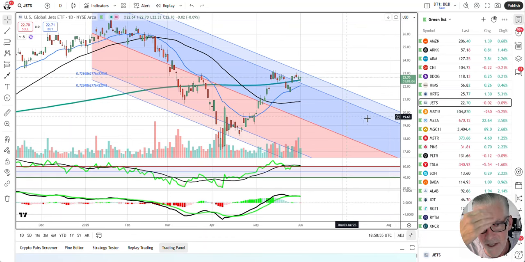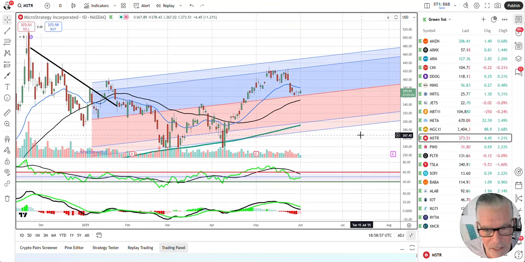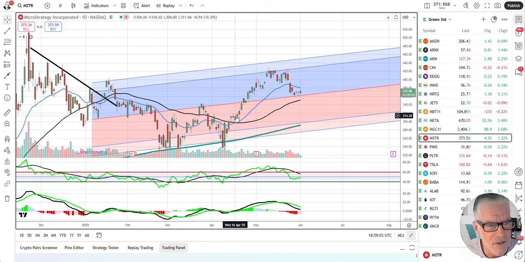What else? MSTR is a play on Bitcoin, and we are long this with a leveraged fund. It's just a nice looking new three-month high, soft pullback into the midline of the LRC, slightly uptrending. It's not a great looking chart, but it's a very nice way to leverage Bitcoin.